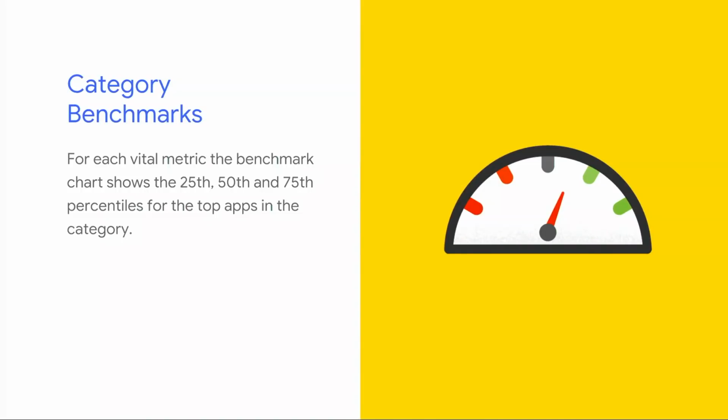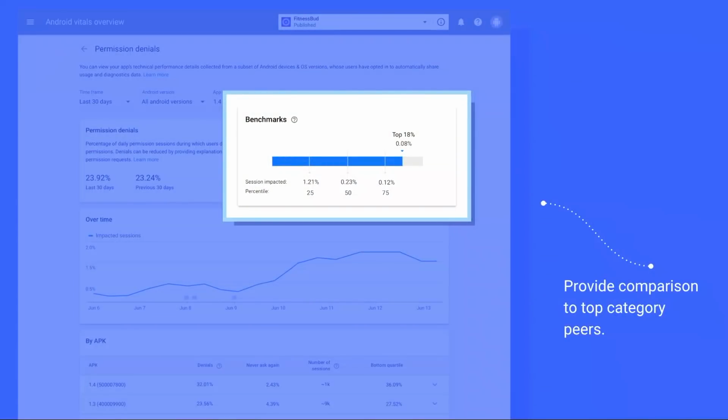We'll default to the category that you list yourself in the store, but you can select any other category that you want to compare yourself with in case you don't think that your app is as related to that category. On the details page for every vital, we show you this breakdown for the category benchmark, and then you can also see what exact percentage you are relative to the other apps in that category.